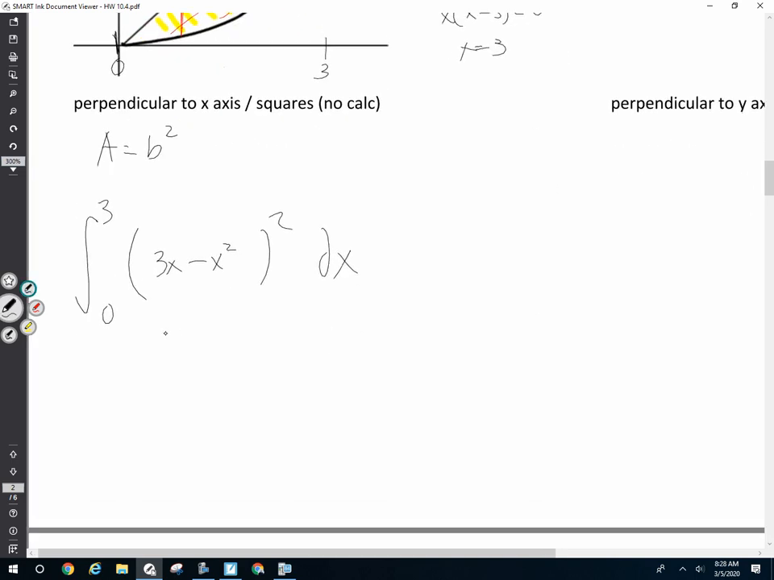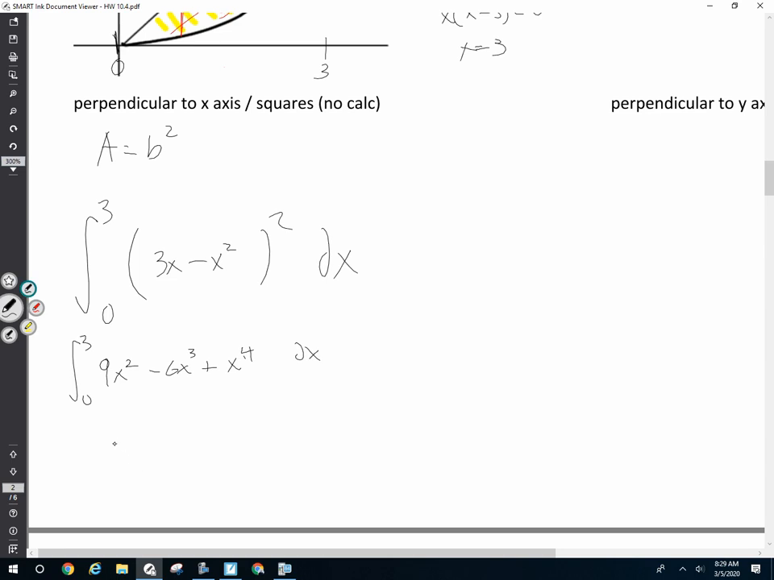All right, great. Let's see, we got 9x squared minus 6x cubed, and then plus an x to the 4th. This is still an integral. Still haven't taken the antiderivative yet. The antiderivative would be 3x cubed. Maybe the numbers will work out.